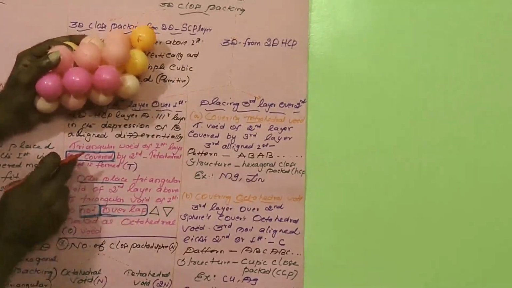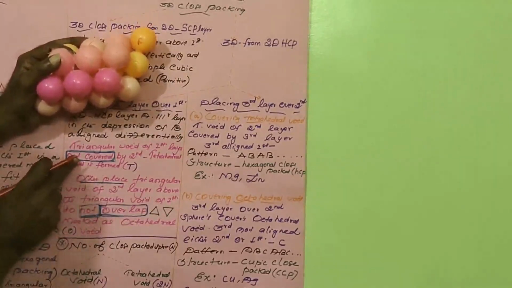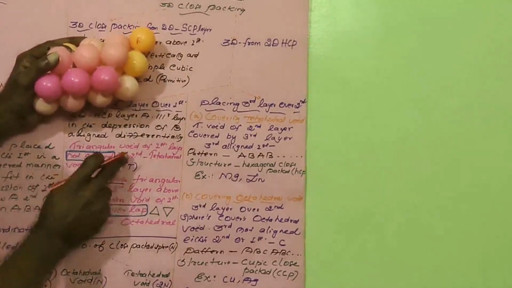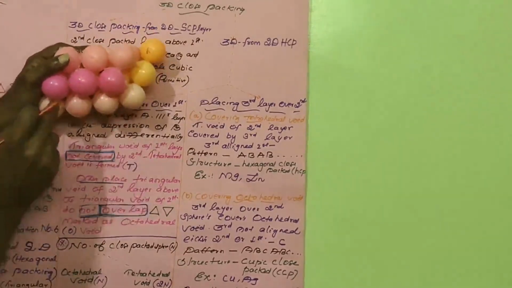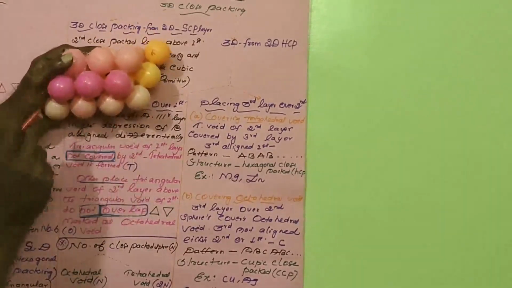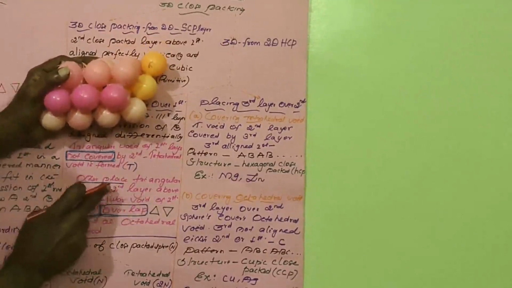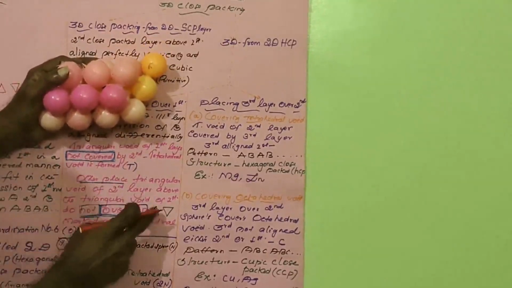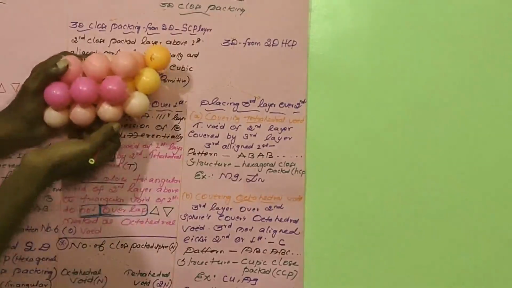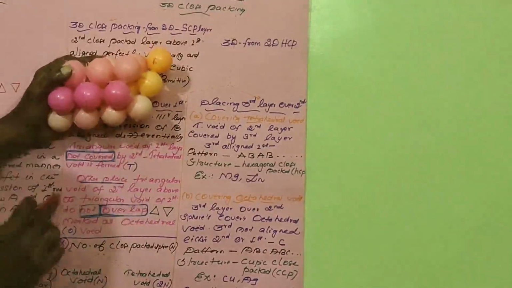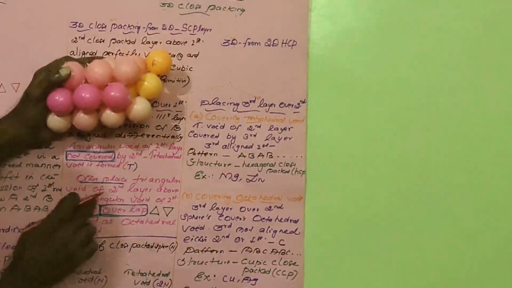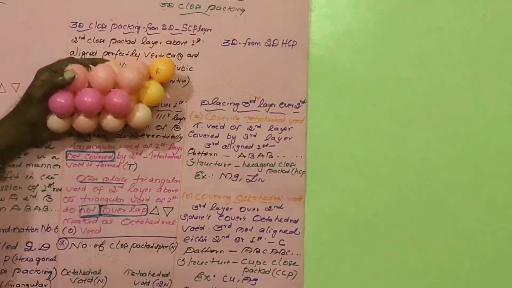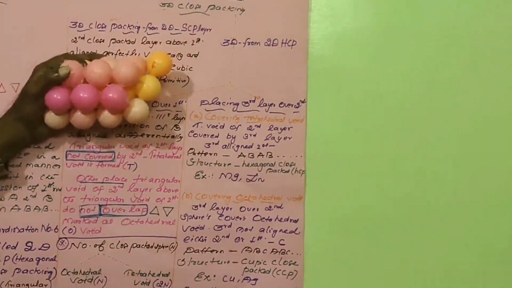That is, here one triangular void is formed that is not covered by other. Here the triangular void of one does not overlap with the other; here one triangular void, backside also one triangular void is there. So these two do not overlap. So this type of void is known as octahedral void.